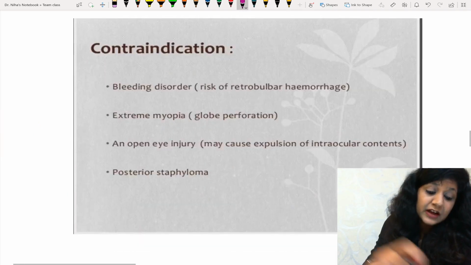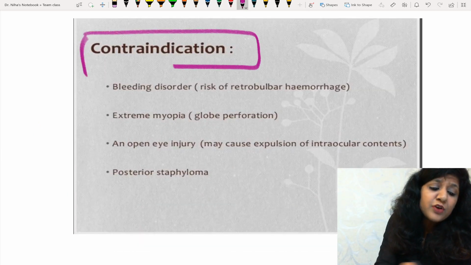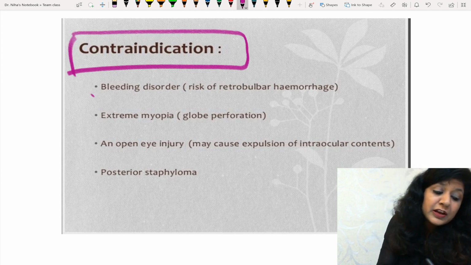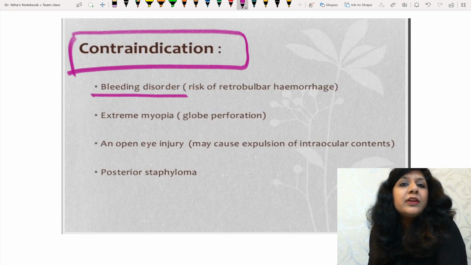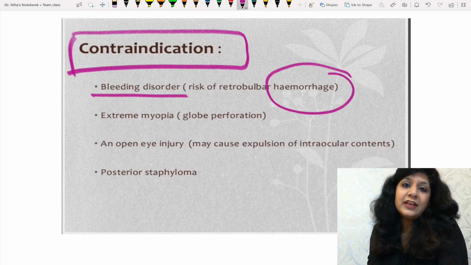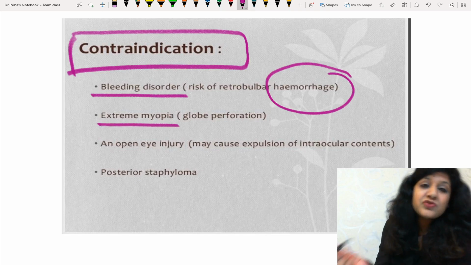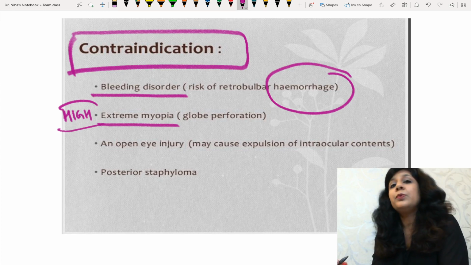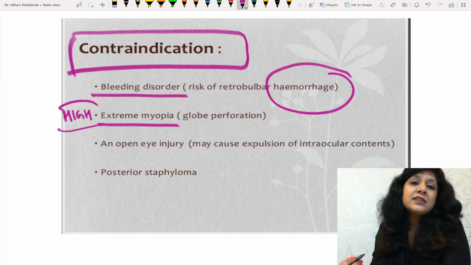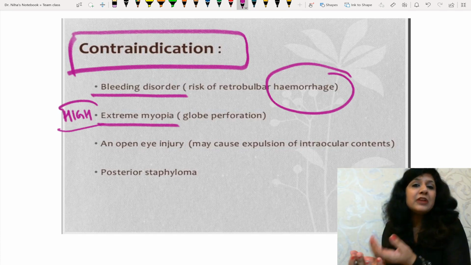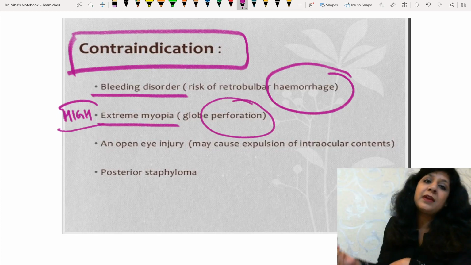Okay, now what are the contraindications? Though we are not doing the retrobulbar block nowadays, there are certain strict contraindications. First of all, if the person has any bleeding disorder, because if he already has a bleeding disorder, then the chances of hemorrhage are very high. Number 2, in cases of extreme myopia, means when the patient has a high degree of myopia, pathological myopia, degenerative myopia. In these cases also we should not do the retrobulbar block, because here the overstretching of the eyeball is there, so chances of perforation will be very high.